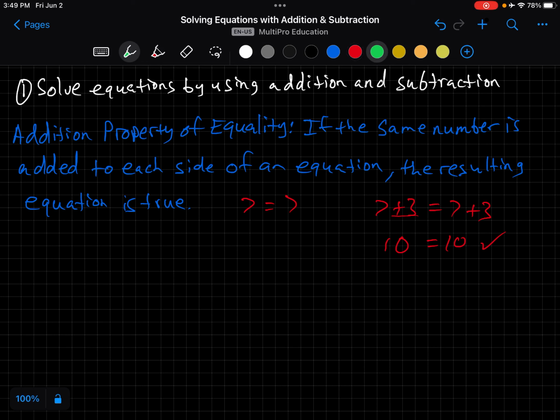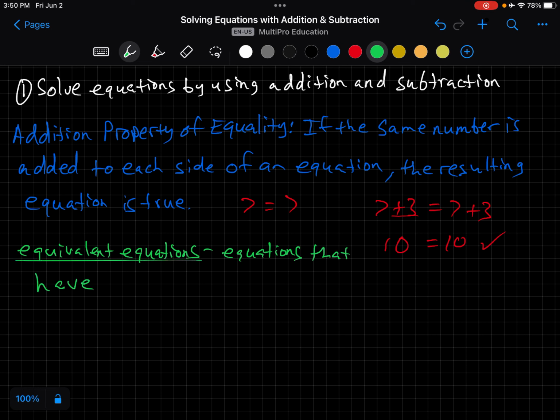Alright, so let's continue talking here a bit about a definition. Let's say we're looking at the definition of equivalent equations. Okay, what are equivalent equations? So those are equations, assuming that you already know what an equation is, that have the same solution.